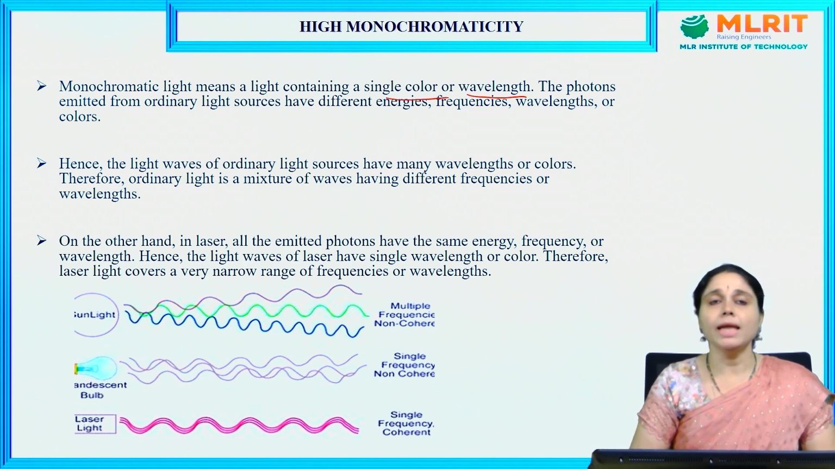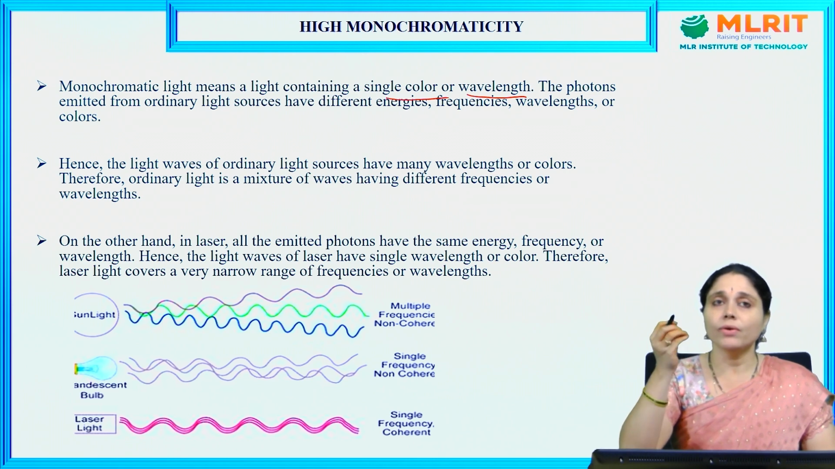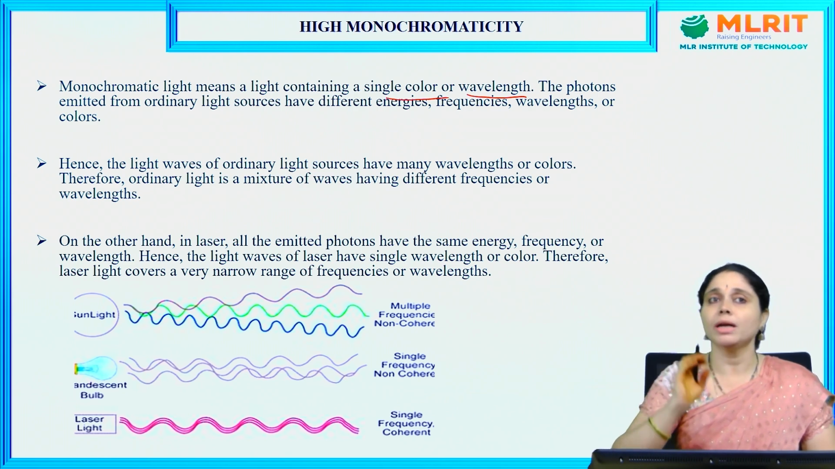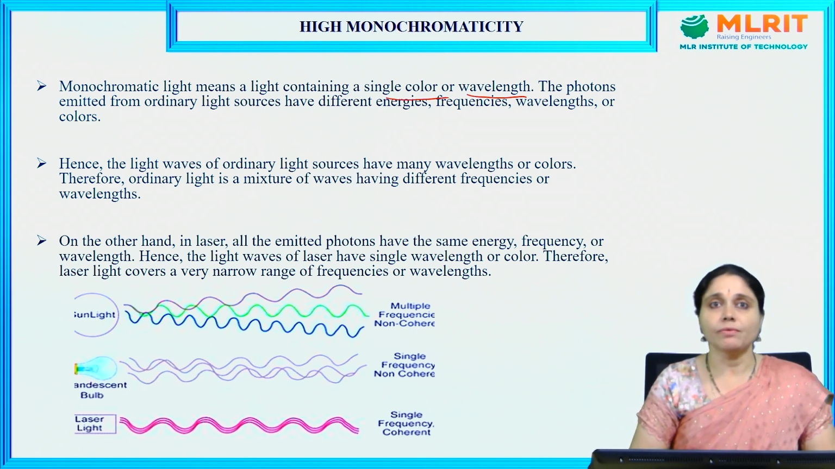On the other hand, in a laser, all the emitted photons have the same energy, frequency or wavelength. Once again, that statement came. Whenever we think about a laser, it means light having the same energy, frequency or wavelength. We need to keep that in mind. Hence, the light waves of laser have a single wavelength or color. Therefore, laser light covers a very narrow range of frequencies or wavelengths.